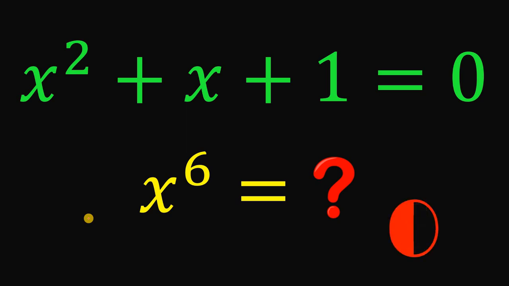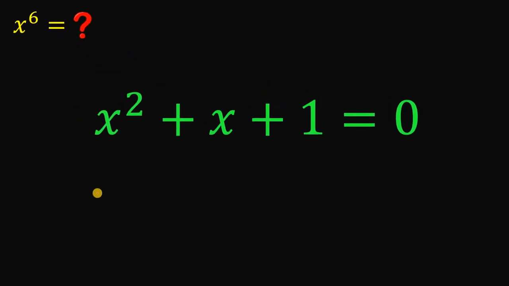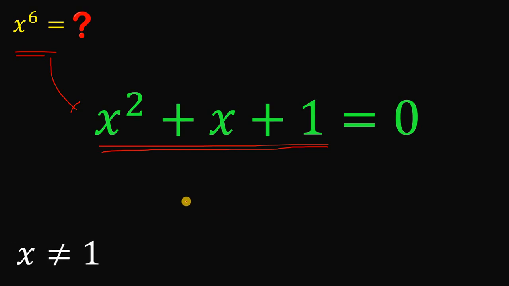And now, let's answer this question together. Alright, so our goal is to find the numerical value of x raised to the 6th power given this equation x squared plus x plus 1 equals 0. Now, one thing is for sure, x here is not equal to 1.